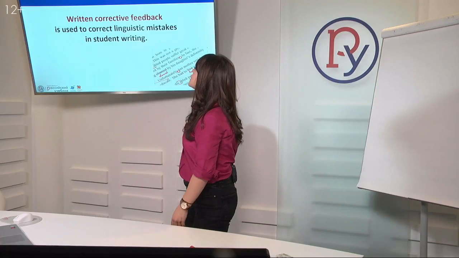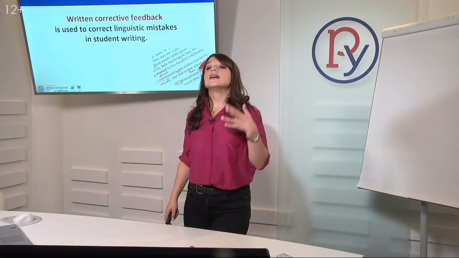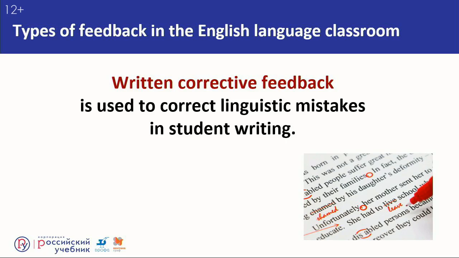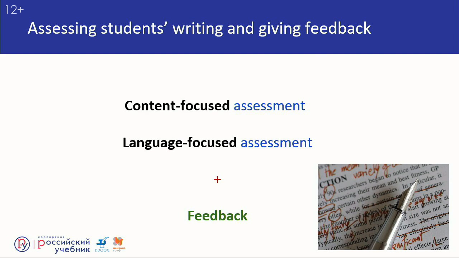Well, we normally say that it's corrective feedback, right? So corrective feedback aims at correcting student learners, and written corrective feedback is the feedback which we use when correcting errors in our student writing. Now, when marking our student written works, we might focus on these things, right?